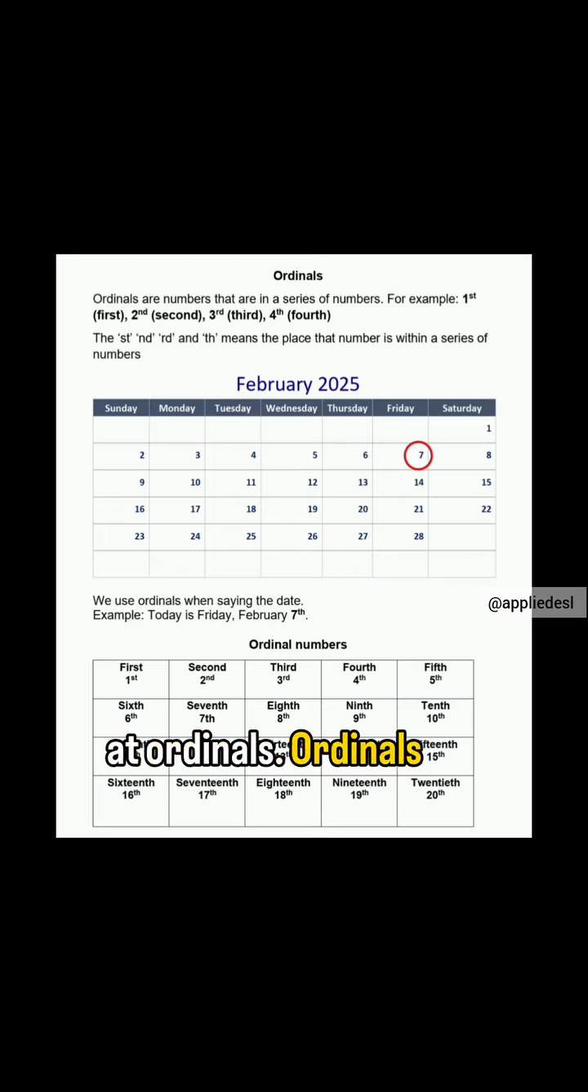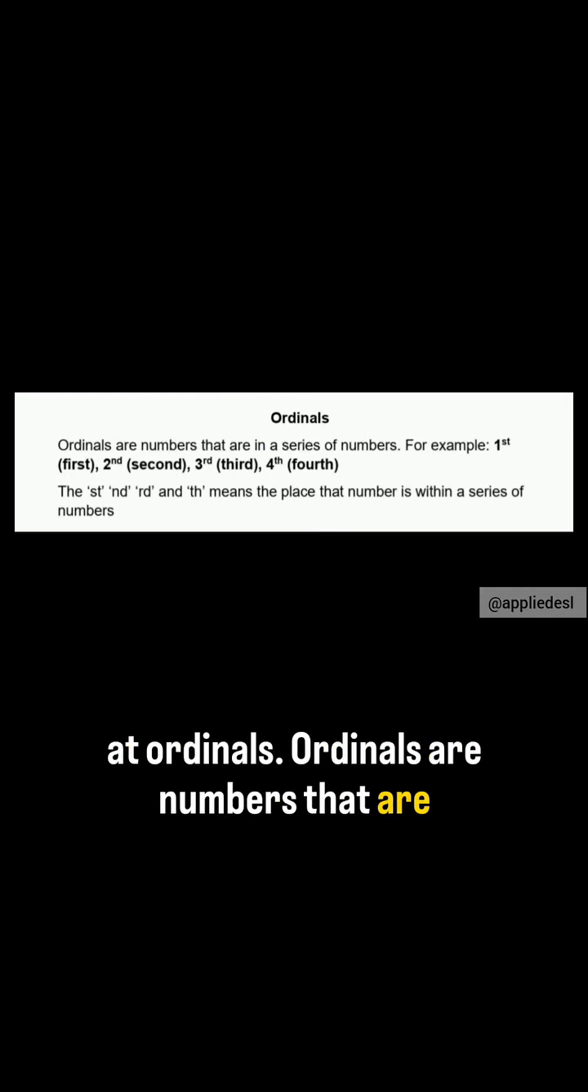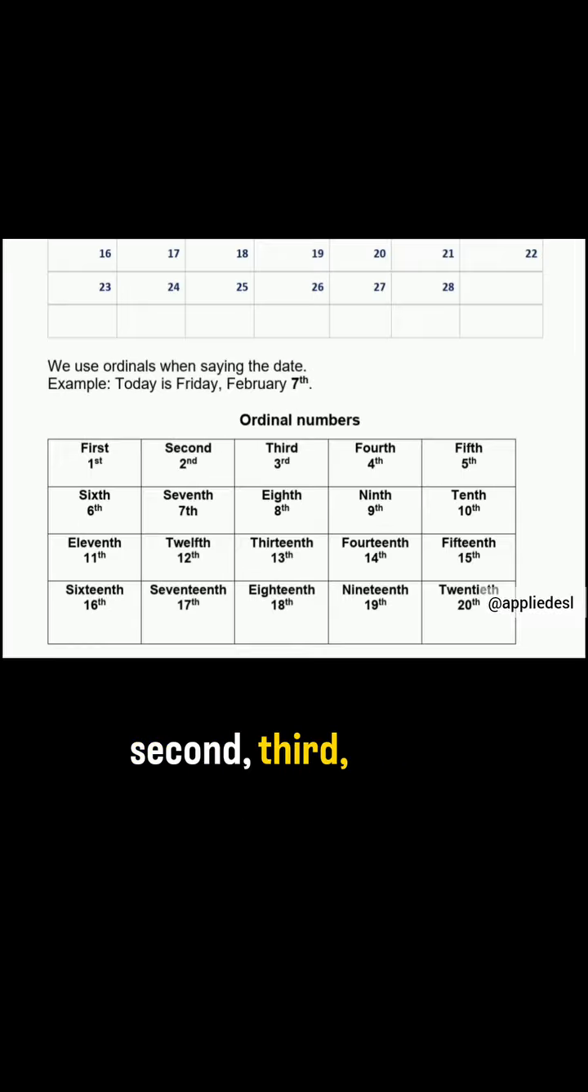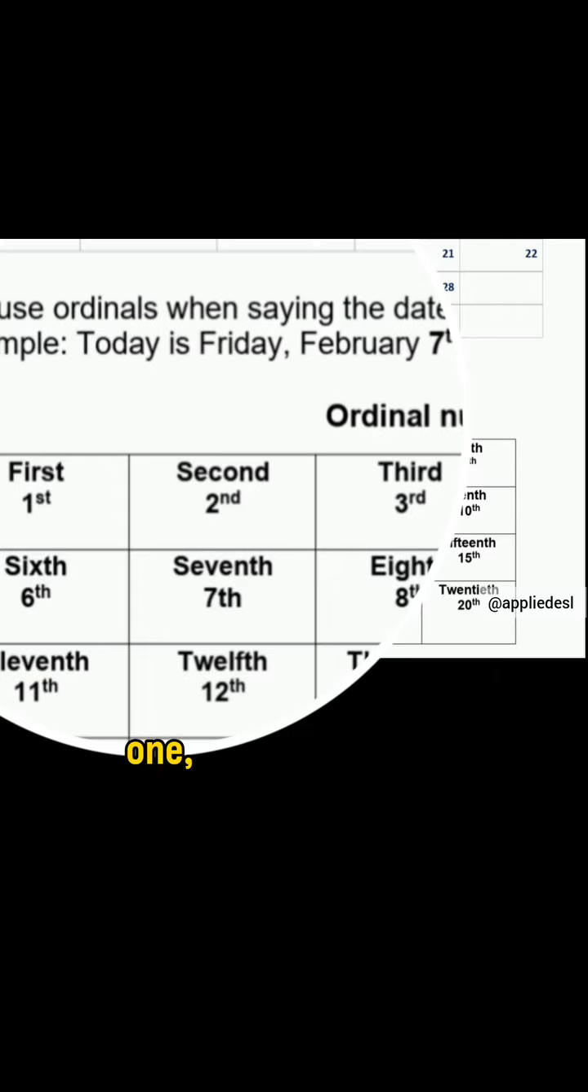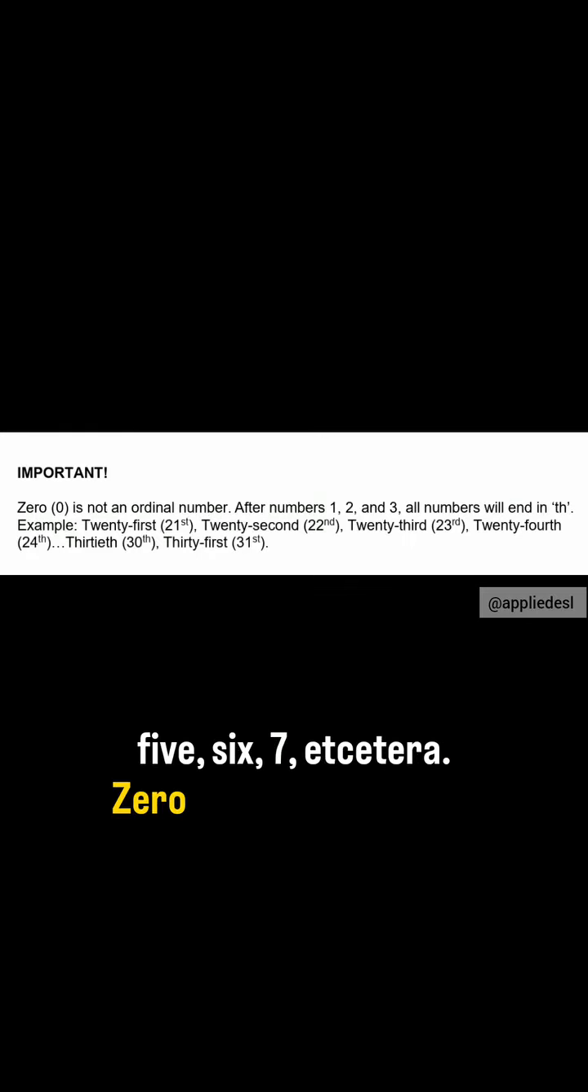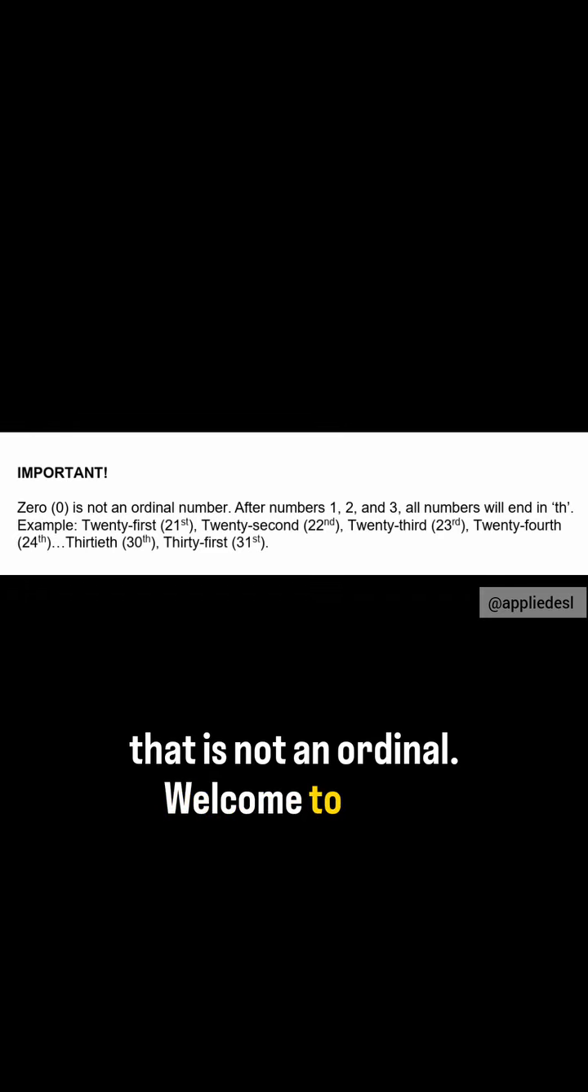Now let's look at ordinals. Ordinals are numbers that are in a series of numbers. For example, first, second, third, fourth, and then it continues. Make sure that you let your students know that 1, 2, 3 will be different from 4, 5, 6, 7, etc. 0 is the only number that is not an ordinal.